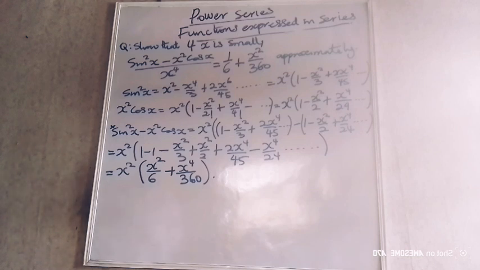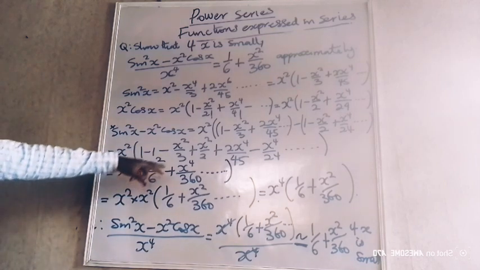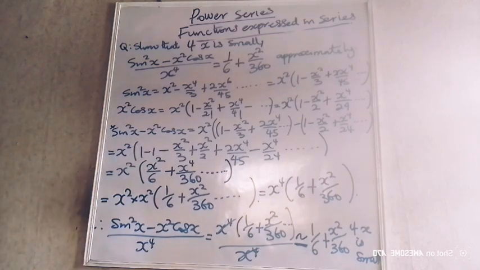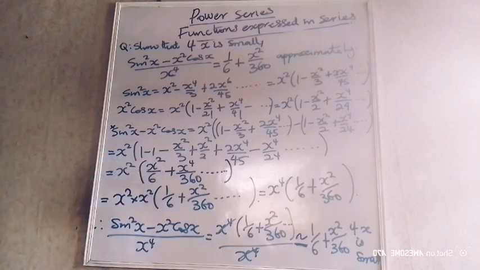So the next step will be to divide our answer by x raised to the power 4. Now, from here, you can see that there are still some other terms behind the x raised to the power 4 over 360. So from here, we factorize further, because x squared is a common term. So we have x squared multiplied by x squared into 1 over 6 plus x squared over 360, and the term continues. So at the end of the day, we have x raised to the power 4 into 1 over 6 plus x squared over 360.